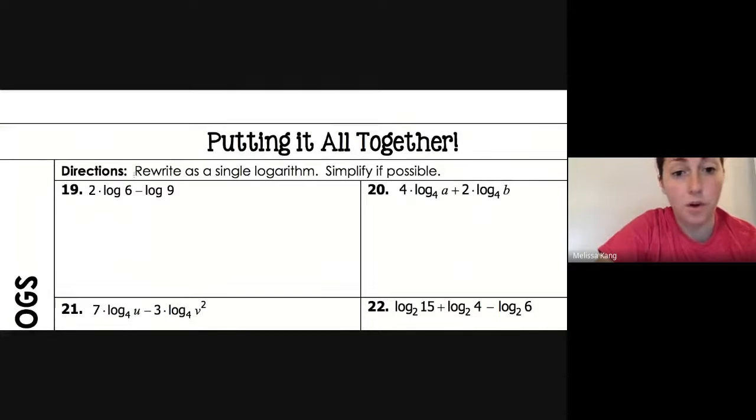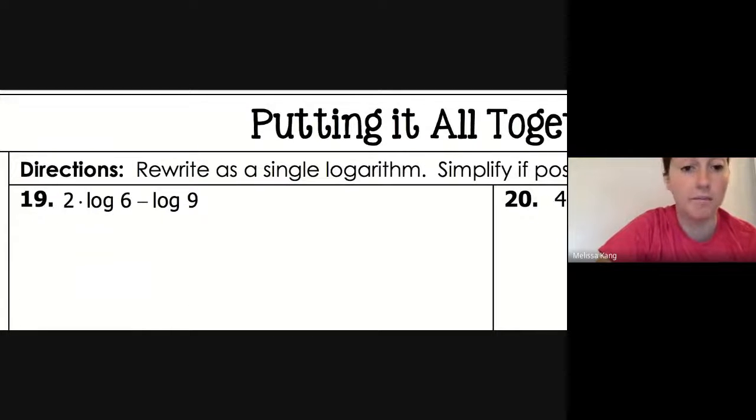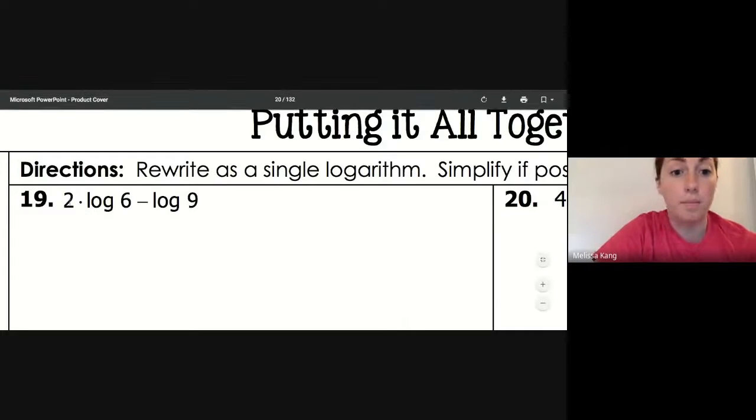The directions are: rewrite as a single logarithm, simplify if possible. So pause the video, make sure you write those directions down, and write the problem for number 19. It's 2 times log 6 minus log 9. This is going to go away and I'm going to show you my handwritten work, but I wanted you to see it all nice and neat with the directions before we get there. Okay, so we have to use those properties to get through this. If you have a number out front, that's that power property.